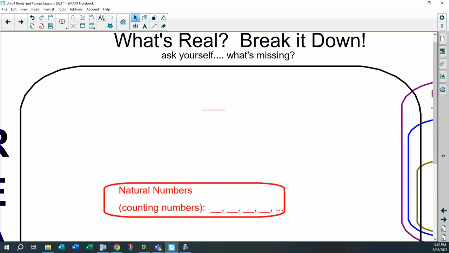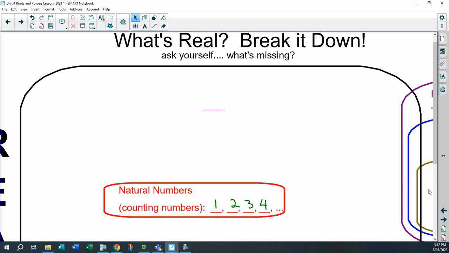That's why the first number system is called the natural numbers. They're, in fact, counting numbers. Start to count. Look, 1, 2, 3, 4, and so on. Isn't that cool? Awesome. And they do that just naturally. So now ask yourself, what's missing? Well, a 0, of course.